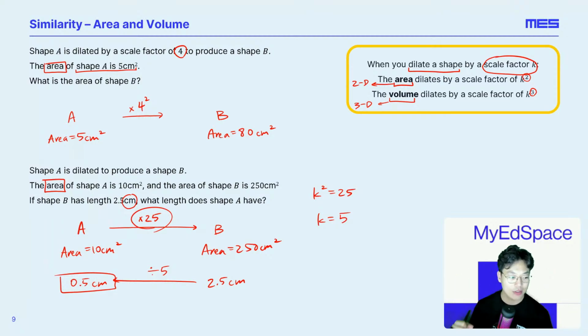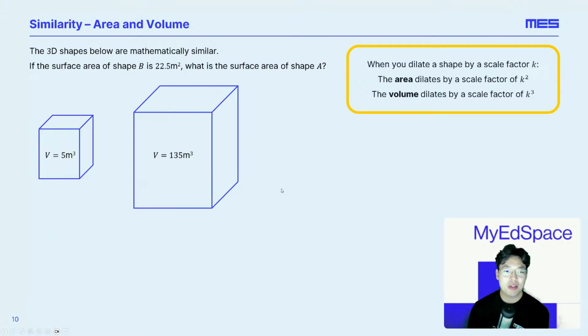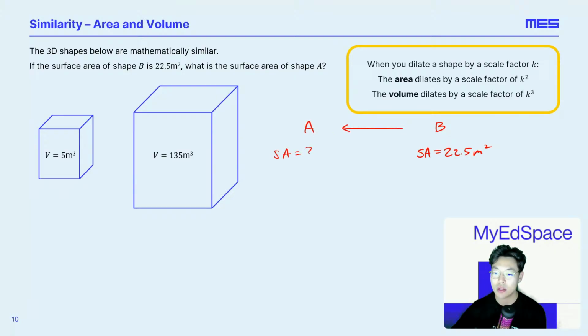Beautiful. Now, let's raise it up a notch here. The 3D shapes below are mathematically similar. If the surface area of shape B is 22.5 meters squared, what is the surface area of shape A? Wow, okay, big one here. So shape A, the surface area is 22.5 meters squared. Again, setting up these problems is also a skill, and that's what we're practicing as well. That's what I'm modeling here. You'll be able to practice these using your practice problems. But here we have shape B to shape A, and the surface area, this is what we are looking for.